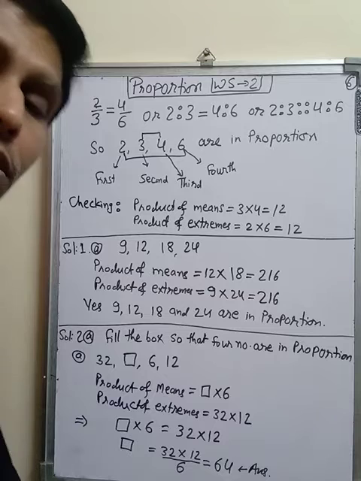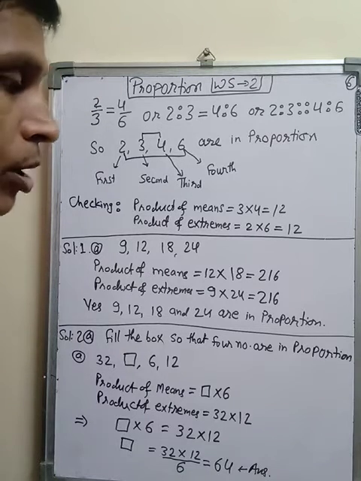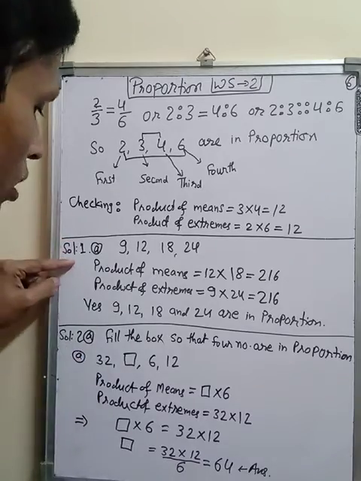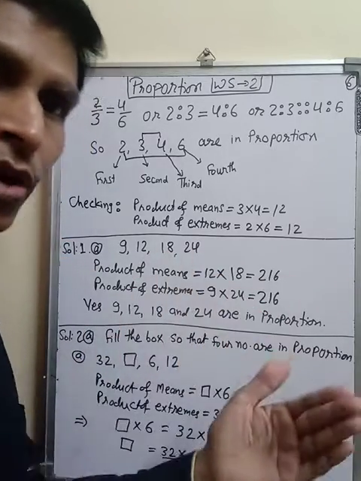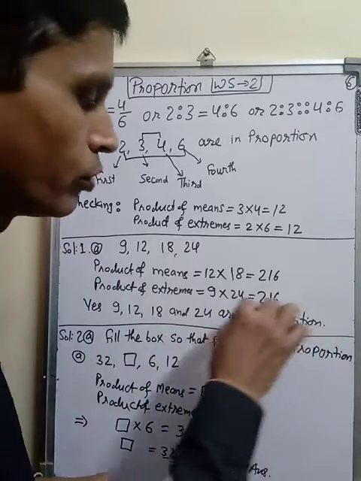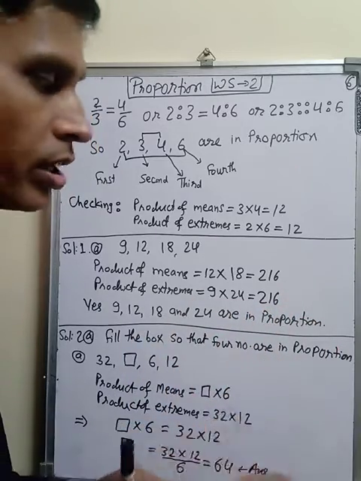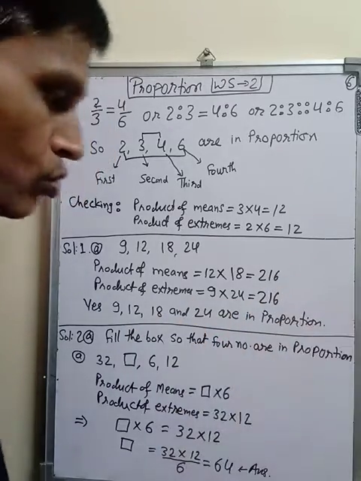And suppose these are not the same, then what will we write? No, these are not in proportion. So in question number 1, some may be equal, some may not be equal. When they are equal, you will write yes, in proportion. When the two products do not come equal, then you will write no, these are not in proportion.